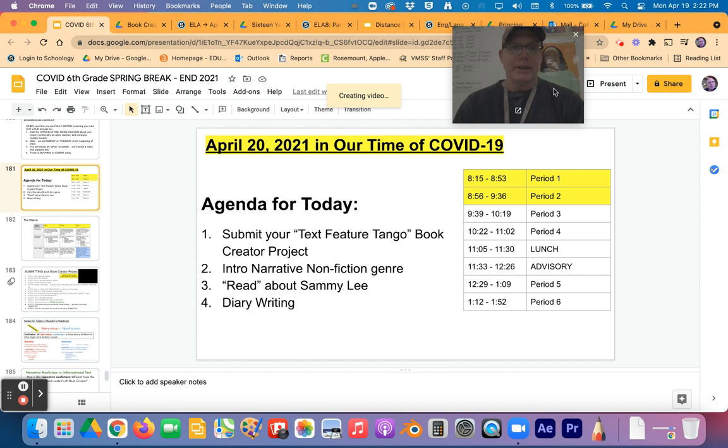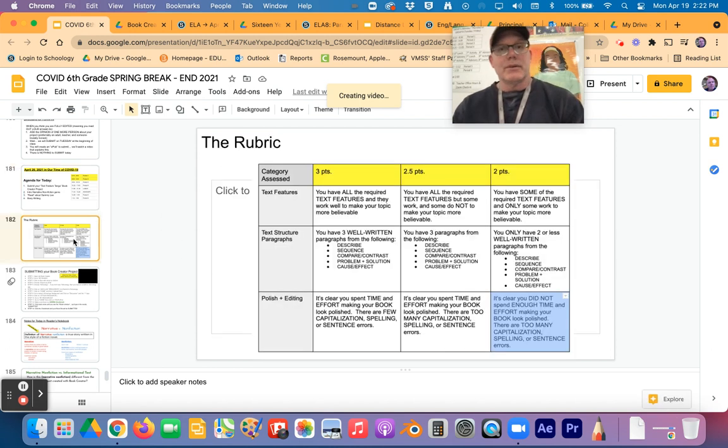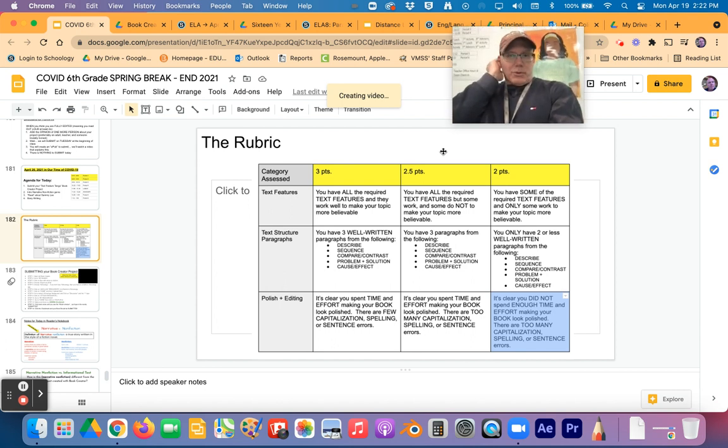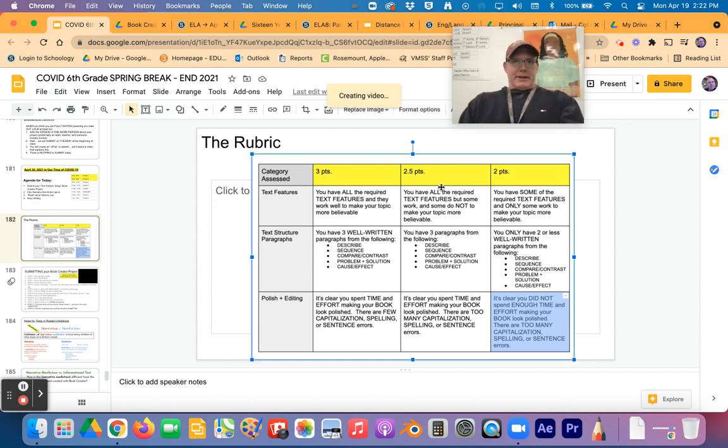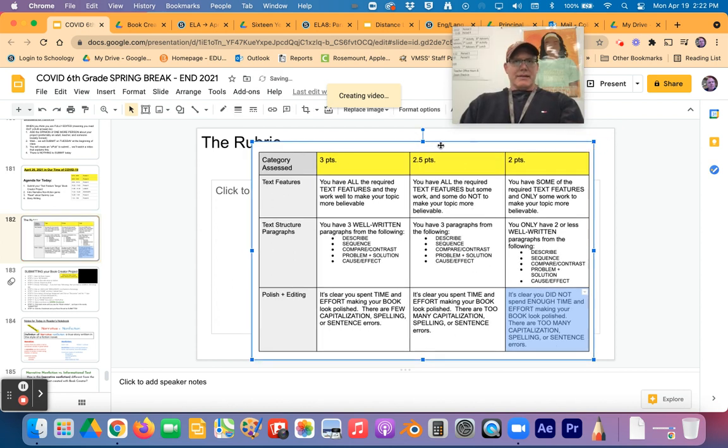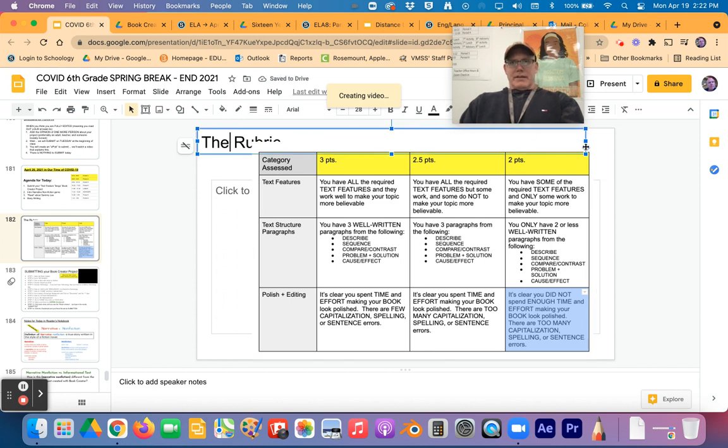So here's the dealio. Today we're submitting our text feature Tango Book Creator project. We've got some introduction stuff. We're going to read Sammy Lee and diary writing. The number one thing I want you to look at is the rubric for your Book Creator project. So do not submit until you've looked at this. That's always the first rule of thumb: look at something so that you know everything you can about it. If some of this doesn't make sense or is confusing, then this is your chance to get those questions answered.